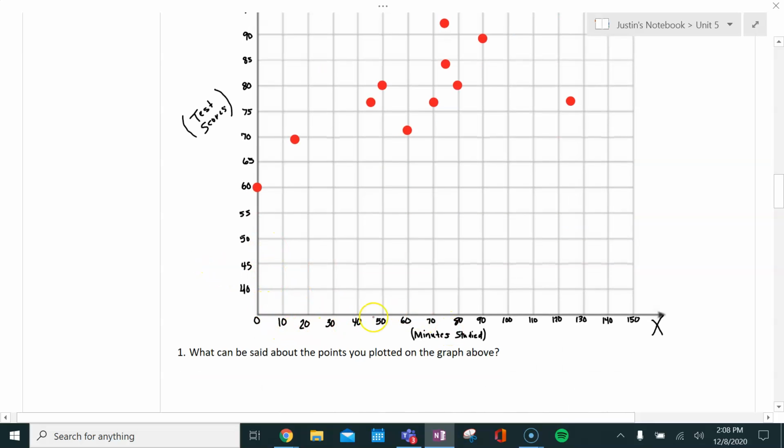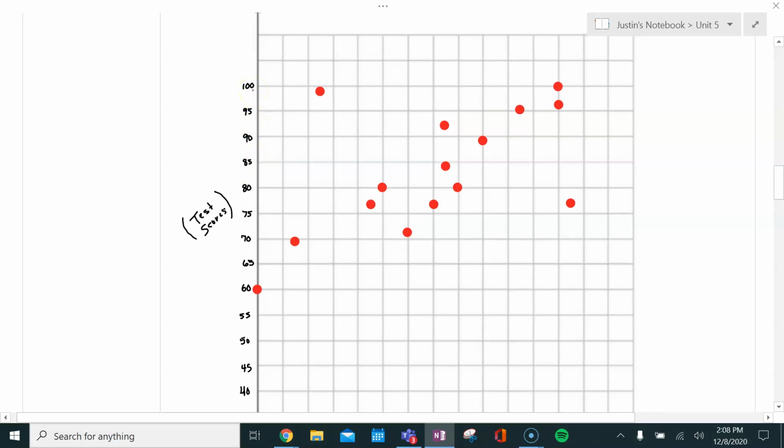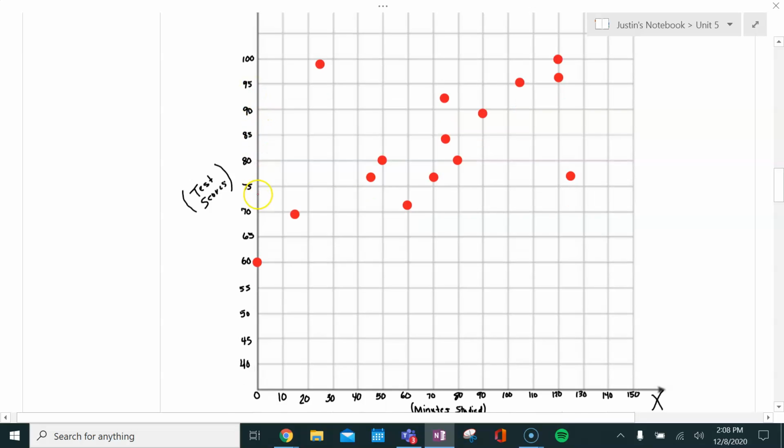I labeled my axes, and then I also wrote in some numbers here. So we went increments of 10 on our x-axis, and we started at 40 here because there was no score less than a 40, and we went in increments of 5 to reach the total score, which is the best score you could get on a test, 100.